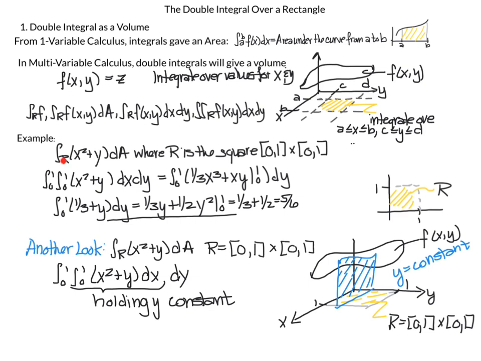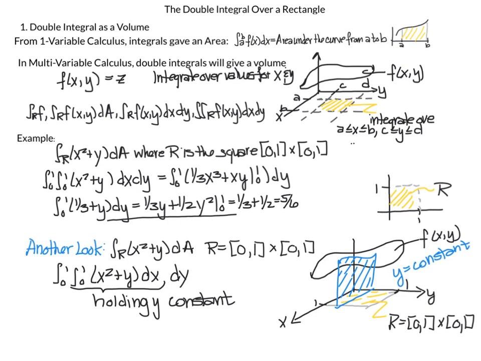Our example here was to integrate over R, x squared plus y, over an area where R is the square 0, 1, 0, 1. So we set up our integral. We have our function x squared plus y. X goes from 0 to 1. Y goes from 0 to 1. We integrate the inner integral first with respect to x, since dx is here. So we treat x as our variable and y as a constant. And then once we've integrated, we come over here and we integrate our outer integral with respect to y, treating now x as a constant and y as our variable.